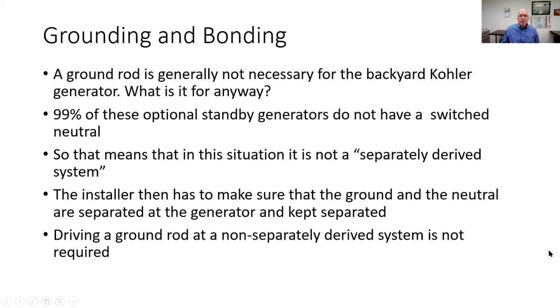So like I said, driving a ground rod at a non-separately derived system is not required unless the utility says something, or the manufacturer says something, or your township says something. You have to be very aware of the rules and what you have to do and what you don't have to do. But I'm telling you, according to the National Electrical Code, you do not have to provide a ground rod at every generator. Okay, that is a little bit about the home generators.